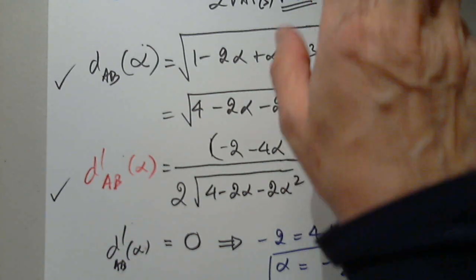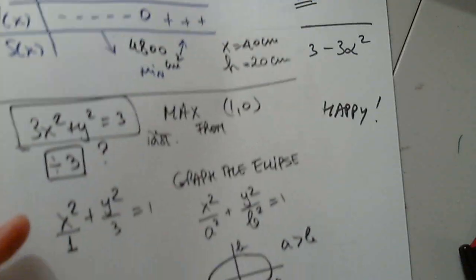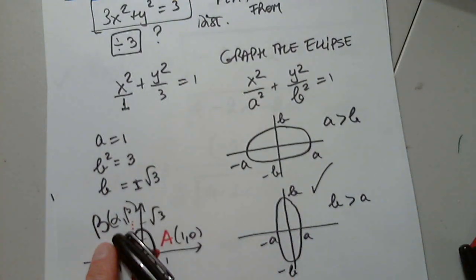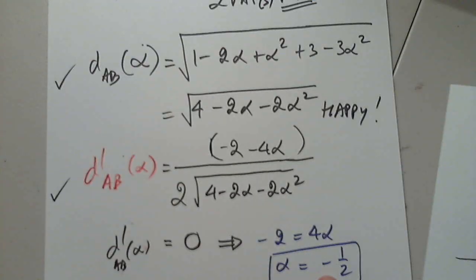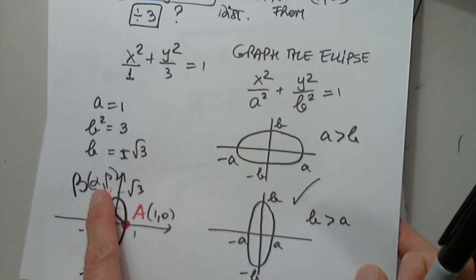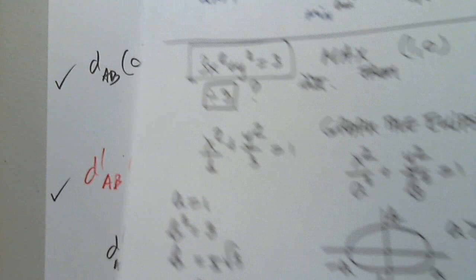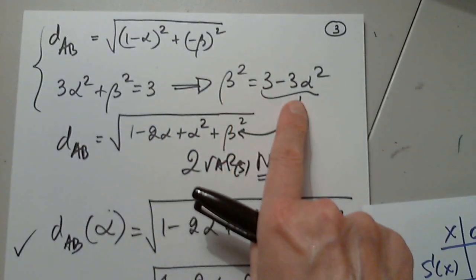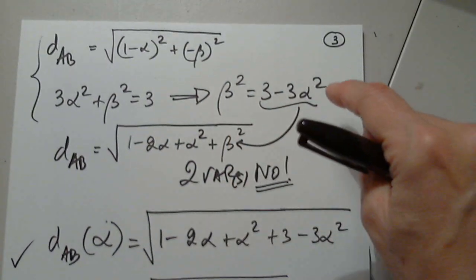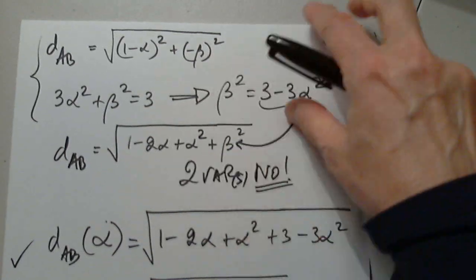Okay, back to our design here. So B has alpha negative 1/2. I have to find beta. No biggie. No biggie. I have alpha. I will determine beta.